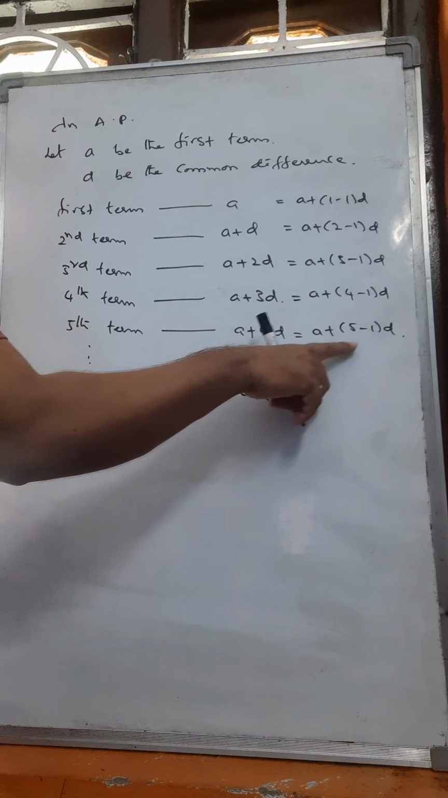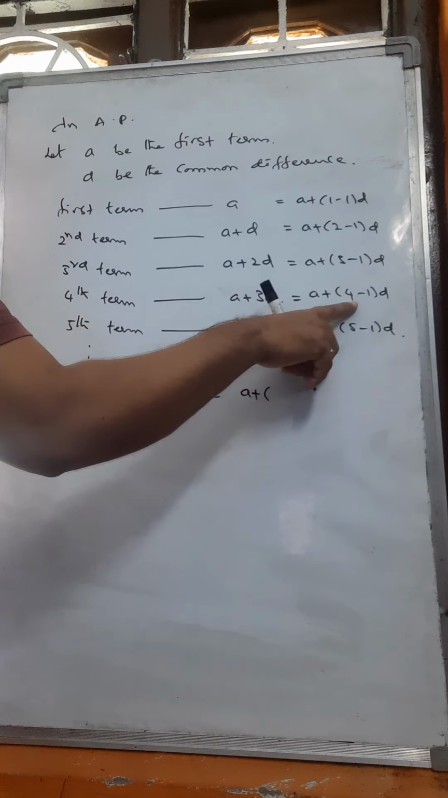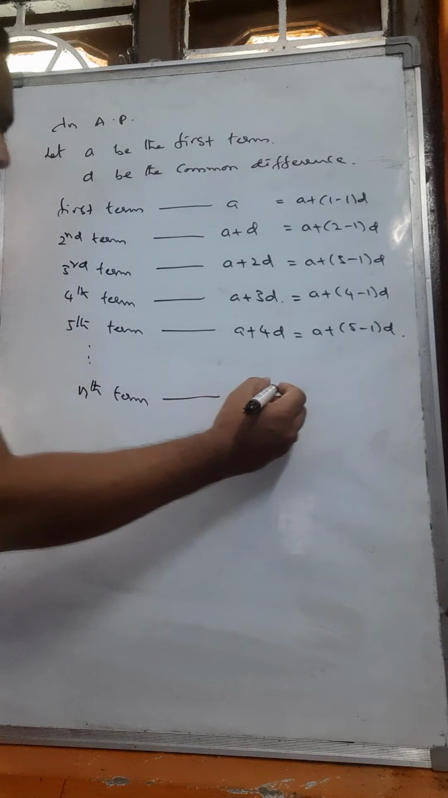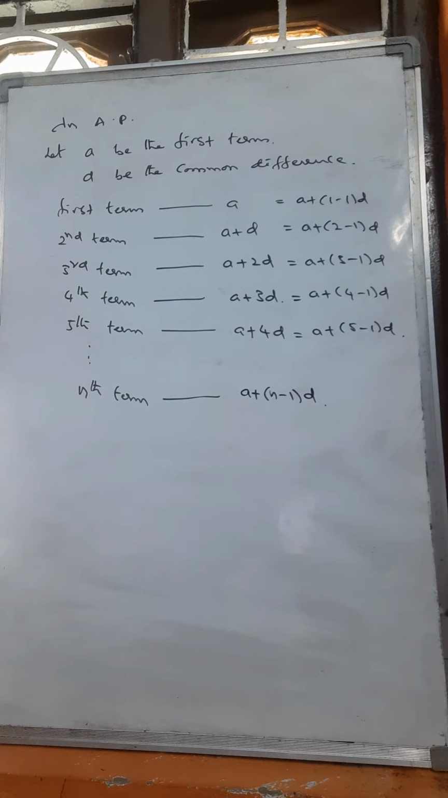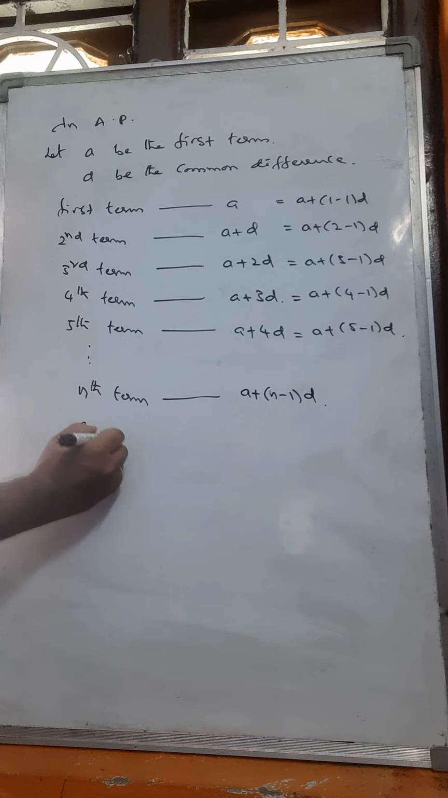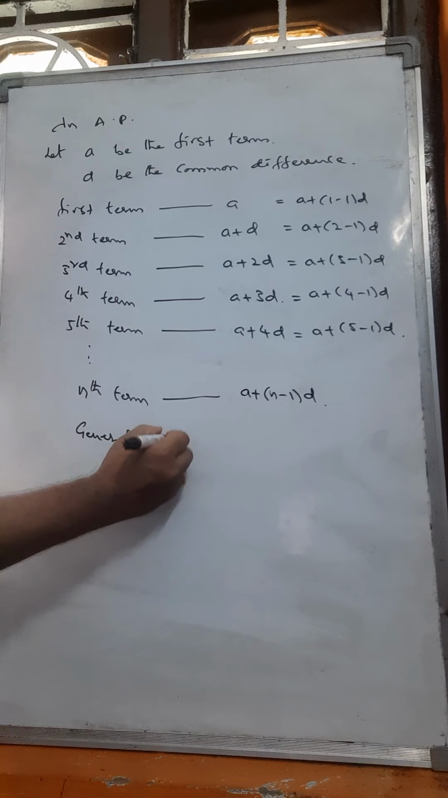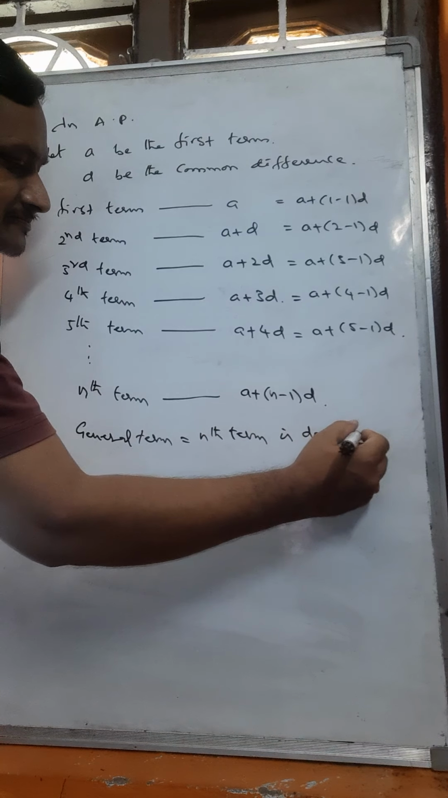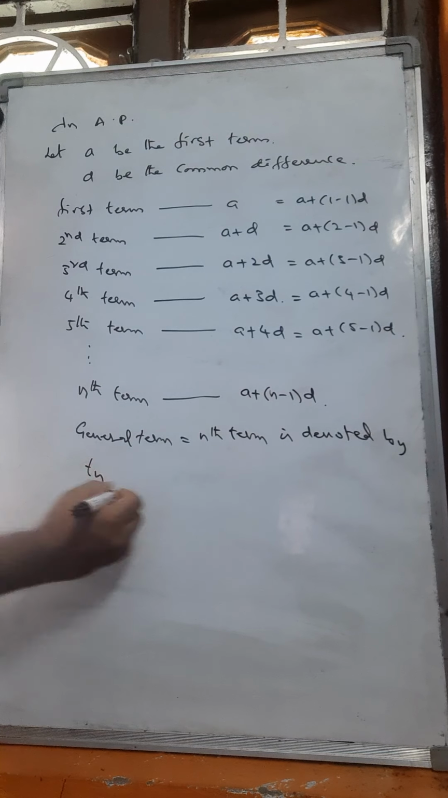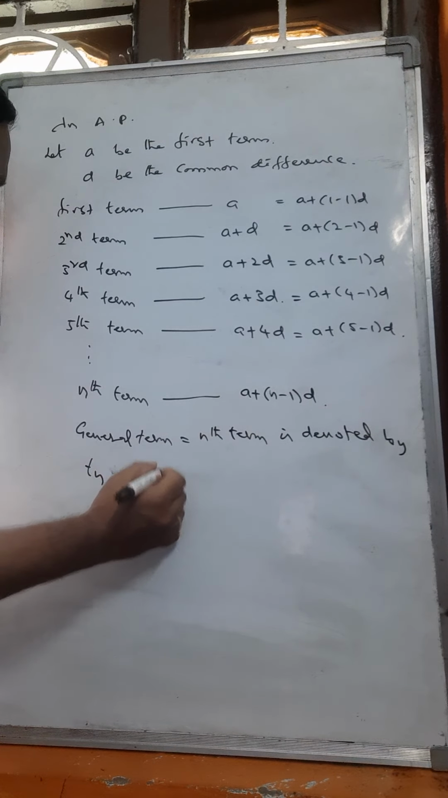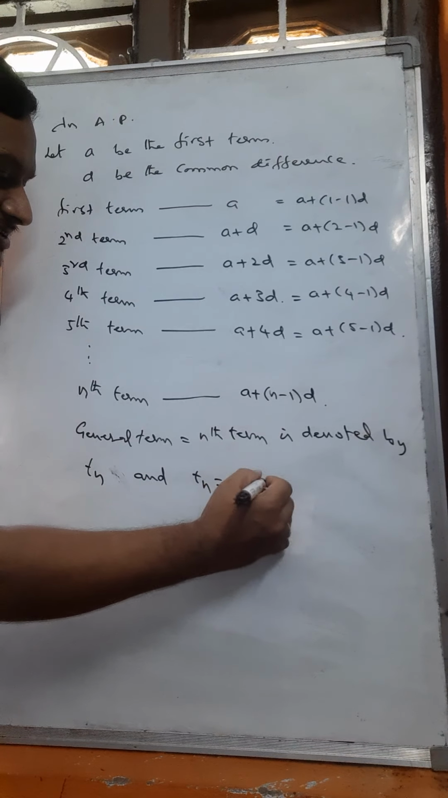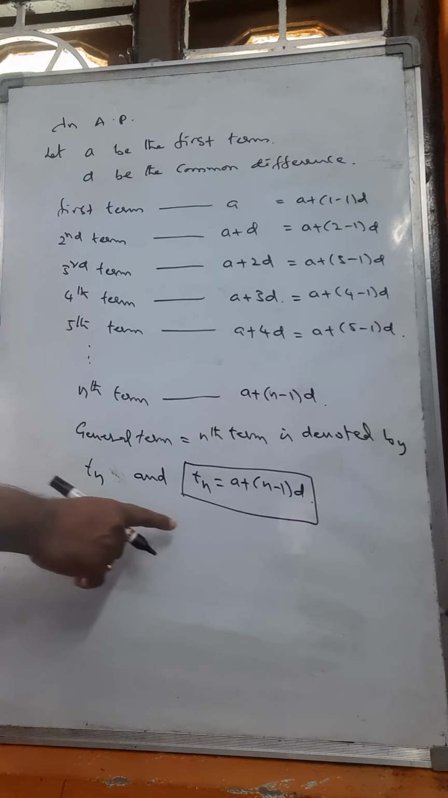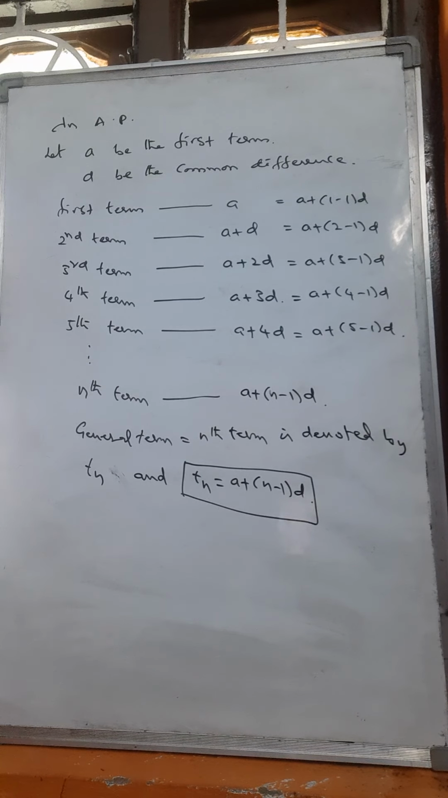Fifth term is A plus 5 minus 1 into D. Fourth term is A plus 4 minus 1 into D. Third term is A plus 3 minus 1 into D. Like that, the nth term becomes A plus n minus 1 into D. The general term, the nth term, is denoted by Tn and defined as Tn is equal to A plus n minus 1 into D.